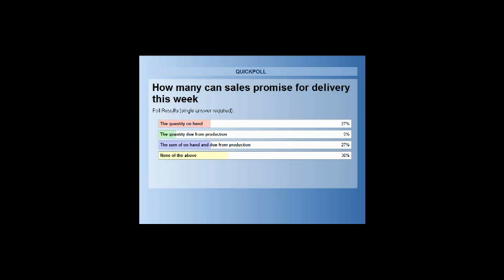Then another group of you picked the sum of both the on-hand and the quantity due in from production. Again, the problem with that is a lot of that material has already been promised to existing customer orders. Those of you that picked none of the above, you're on the right track. So let's go back and talk about this for a minute.